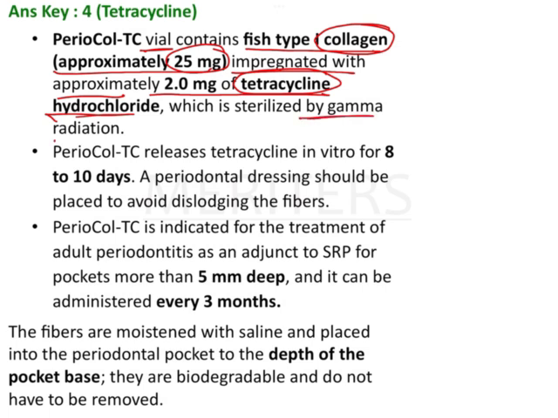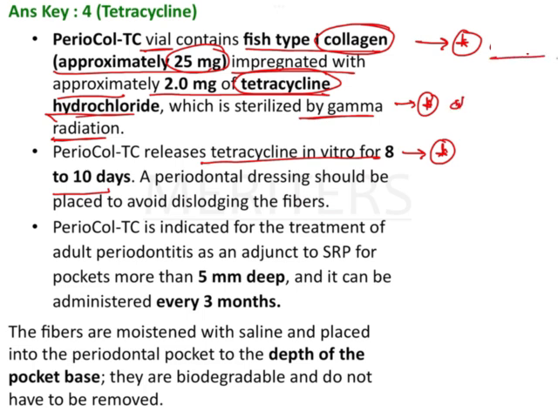Remember the gamma radiation sterilization protocol for another MCQ? Okay. Periocol TC releases tetracycline in vitro for 8 to 10 days. A periodontal dressing should be placed to avoid dislodging the fibers. So the duration is also important. Composition is important. See, I am highlighting these questions so that parallel questions can be answered too. How do you sterilize this? And duration.